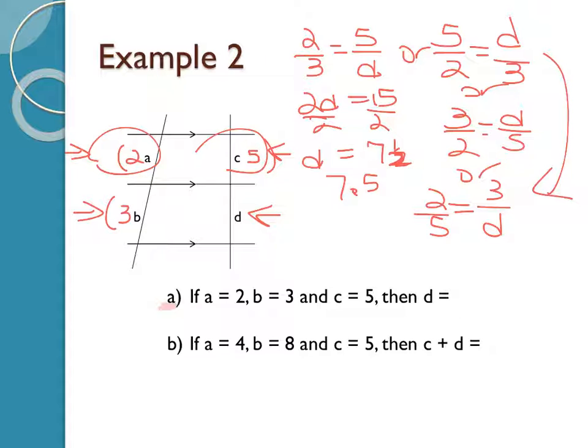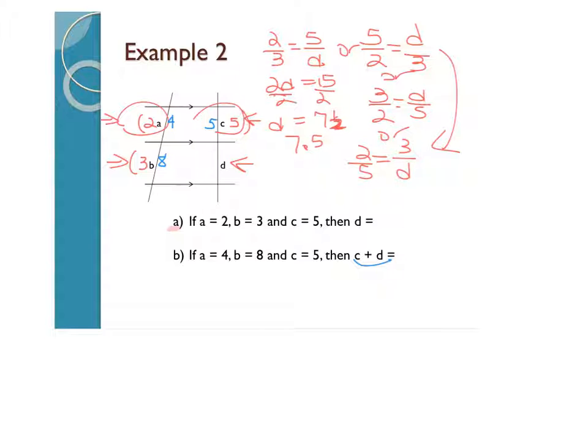Part B, my A is 4, my B is 8, C is still 5, but now instead of asking for just D, it wants C plus D. Now, I can solve it the same way I just did, get D, and then just remember to go back and add it to C.